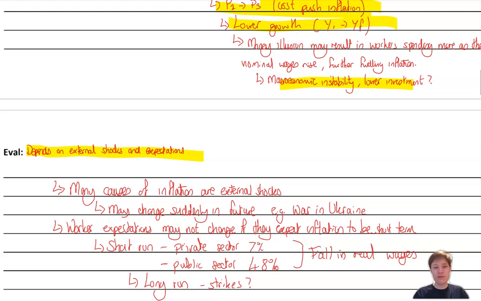Right. So what have I said? Well, there are many causes of inflation at the moment, but many of them are external shocks. And that's slightly different to what we've said above. They may suddenly change in the future. So the war in Ukraine, who knows what's going to happen? Who knows what's going to happen with energy markets?